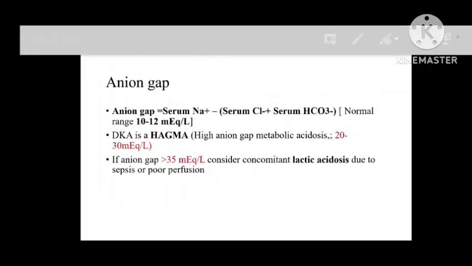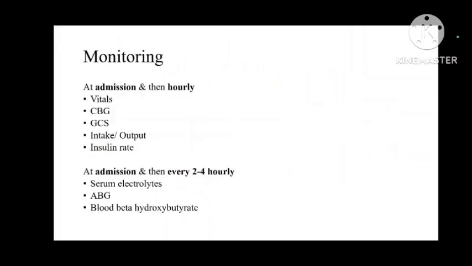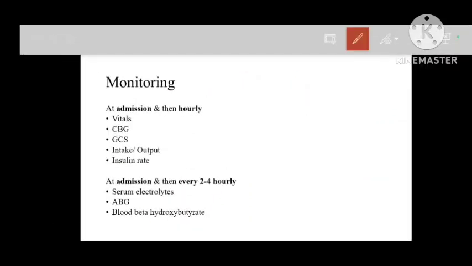Now, what is anion gap? Serum sodium minus serum chloride plus serum bicarbonate. DKA is a case of HAGMA, or high anion gap metabolic acidosis. If anion gap is more than 35, then lactic acidosis is to be considered along with DKA. Now, monitoring: we should monitor vitals, CBG, GCS, intake output, insulin rate at admission, and then every 2 to 4 hourly serum electrolytes, ABG or VBG.